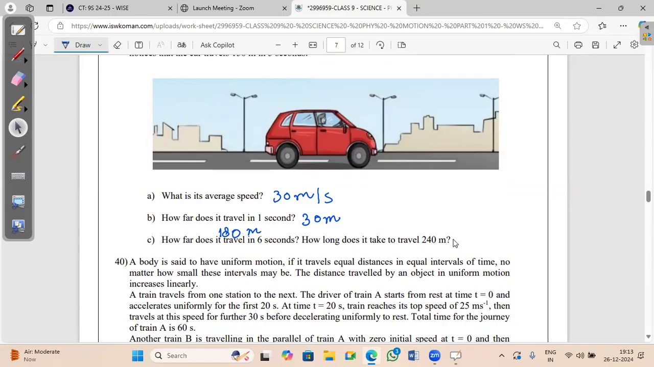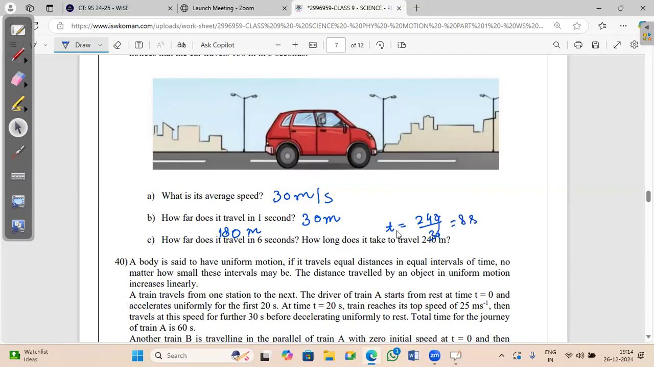How long does it take to travel 240 meter? Sir, 8 seconds. Who said 8 seconds? Sir, me, Sampath. Okay, Sampath, it's correct. You get speed is 30 and distance is 240. So you need to find the time. Time will be equal to distance over speed, which is 240 divided by 30. So you cancel them, you get 8 seconds.